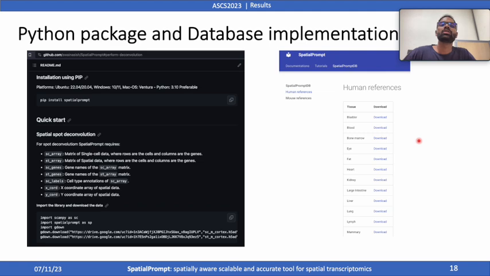In addition, as I mentioned, for our spot deconvolution the tool requires a reference single cell RNA-seq dataset. So we built a database called SpatialPrompt DB, which has around 40 single cell RNA-seq datasets from human and mouse. You can visit the database; I will put the link. The tool is also publicly available, and one can install it using this pip command.